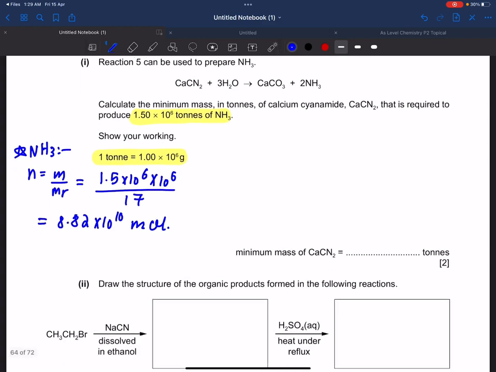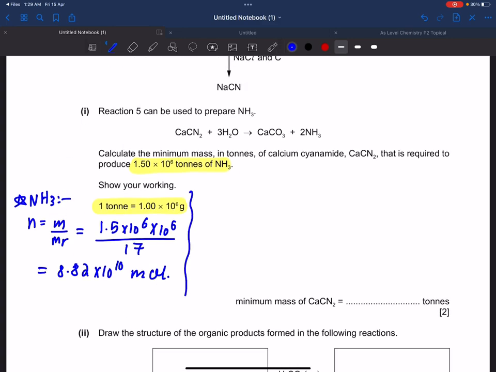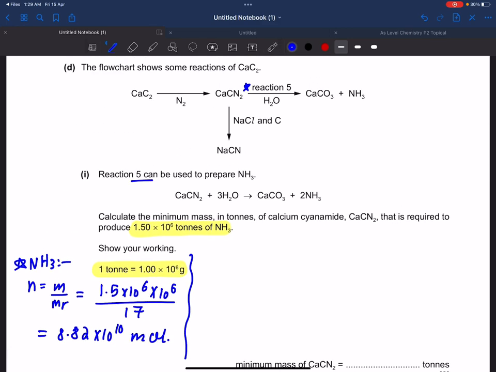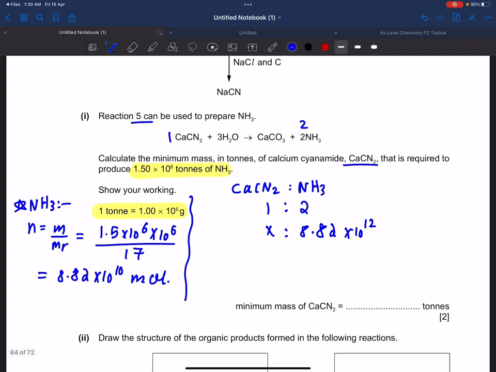Now you have to apply the molar ratios. This is ammonia, and this is reaction 5 given. How much of CaCN2 is needed? The ratio of CaCN2 to NH3 is 1 to 2. So if NH3 is 8.82 times 10 to the power 10, CaCN2 will be x. So just multiply this value of NH3 by 2. So what would x be?